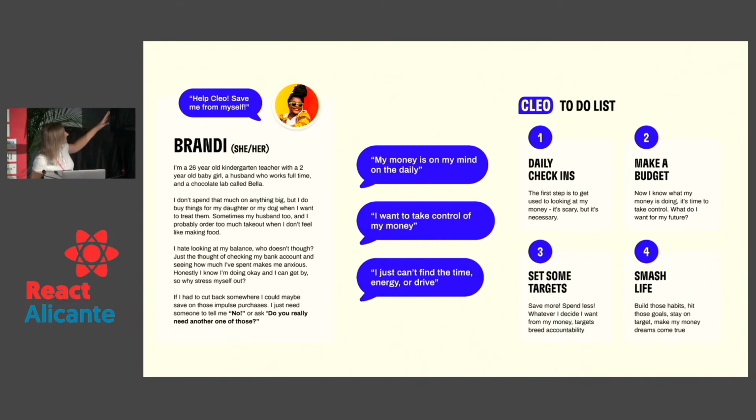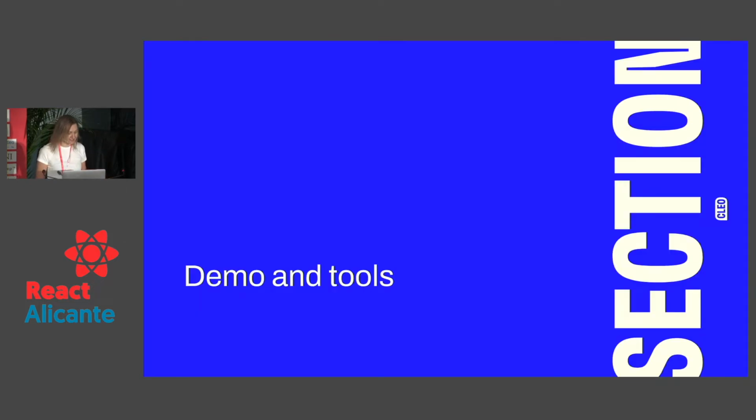So what we do at Clio with Brandy, we do a to-do list. We basically try to validate ideas which will help her to maintain and to struggle and get better. Okay, but enough about use cases. Let's go to the demo and tools, because I've prepared something.